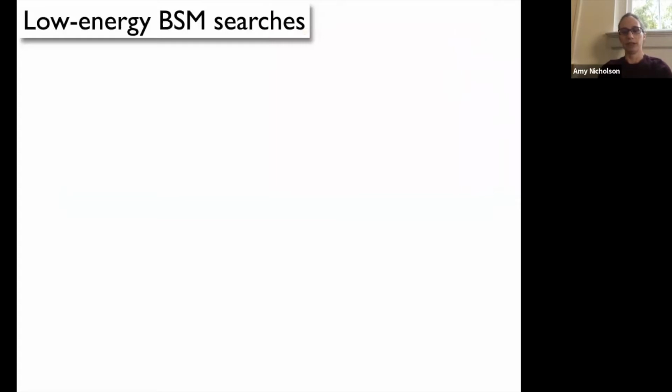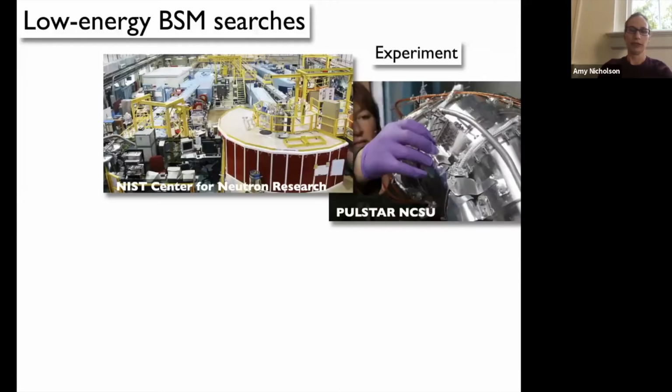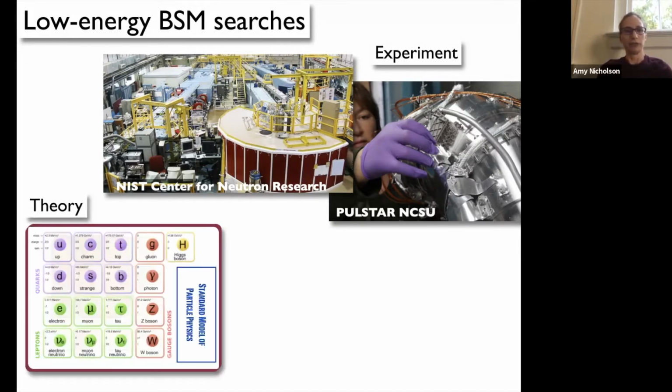But there's another sector of BSM searches which involve low energy physics. So one example, if you cool things down to very, very low temperatures, such as at ultra cold neutron facilities, then you have very precise experimental control over what you measure from these neutrons. And so you can very, very precisely measure some quantity, for example, the lifetime of the neutron. And in order to look for beyond the standard model physics, what you can do is calculate that same quantity within the standard model from theory and then compare the results you get. And if they're different, then clearly nature is including things that are not included within the standard model, and you can use that as a signal to understand them.